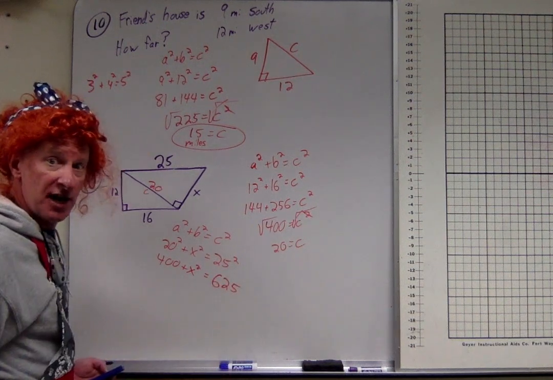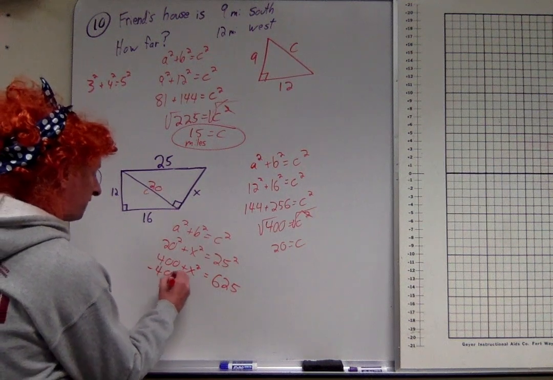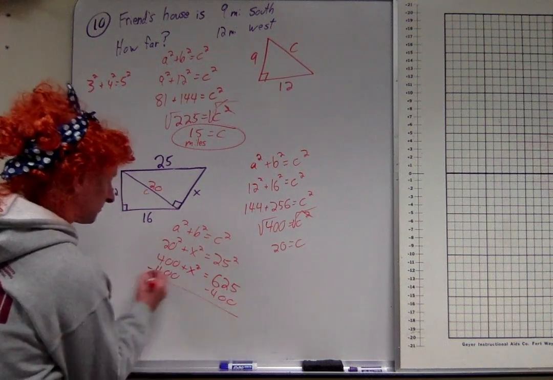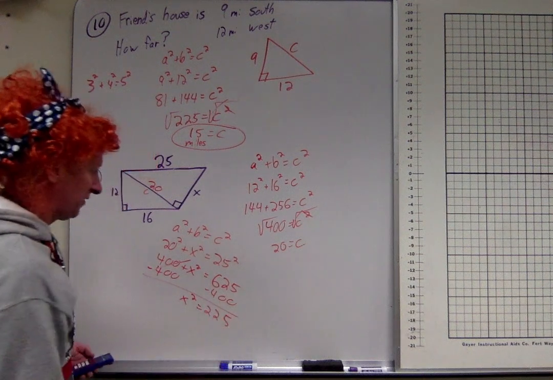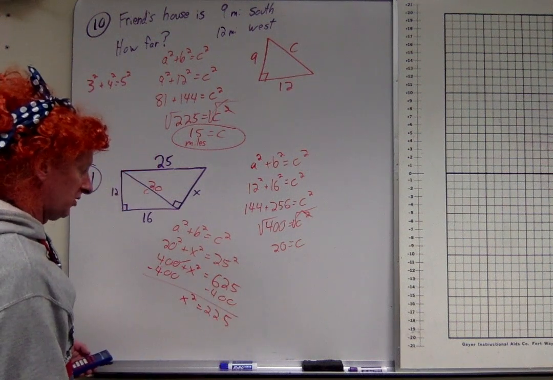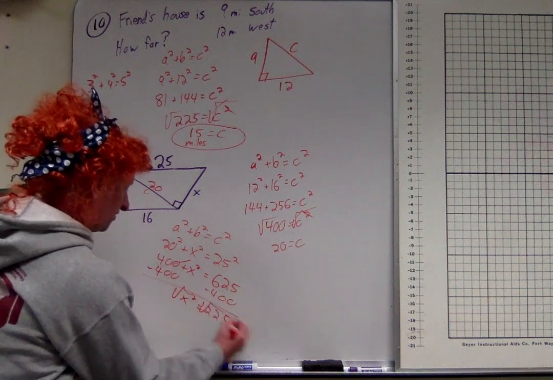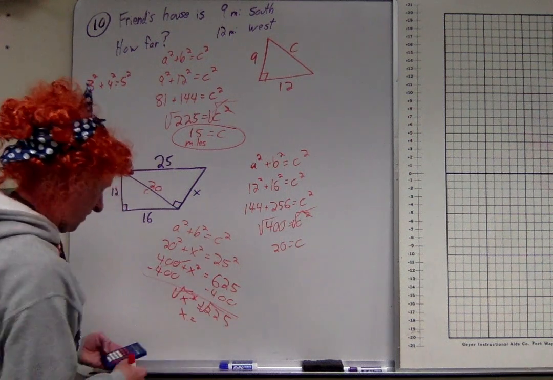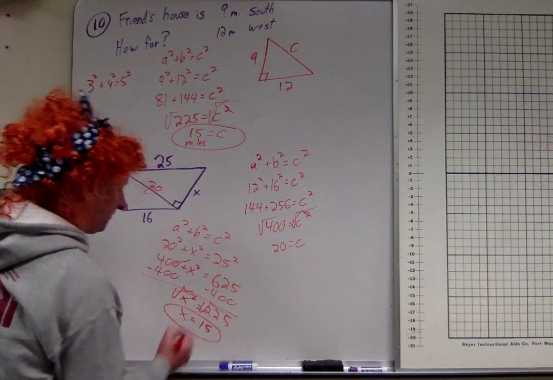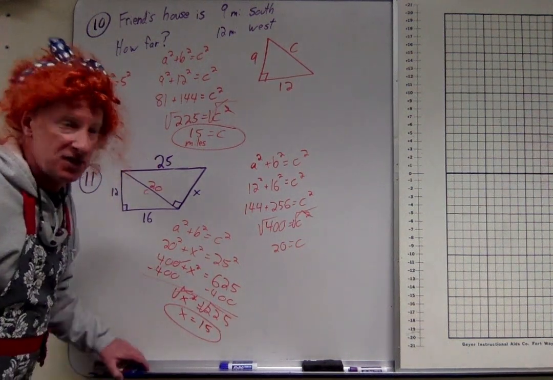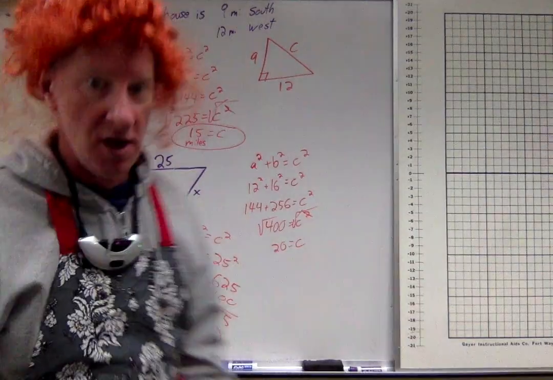To isolate that variable x, I'm going to now subtract 400 from both sides. These guys cancel. That should give me 225. That sounds a little familiar to me. Take the square root of both sides, everybody. We're going to find our value for x. 225 square root is 15. X has to be 15 for that number 11. All right, everybody, let's take a little slide over here.